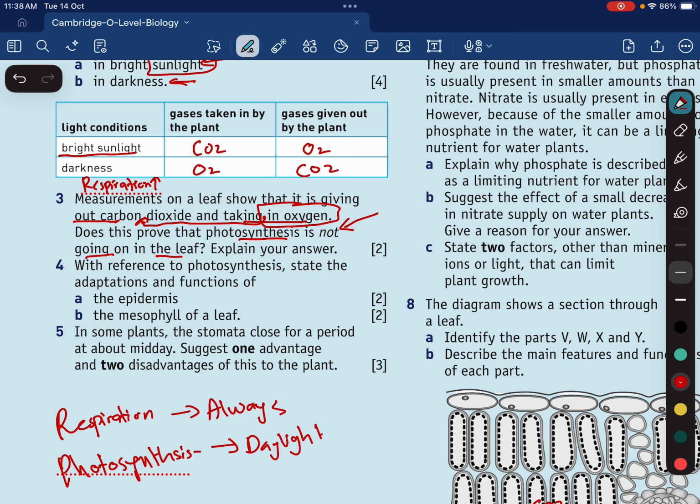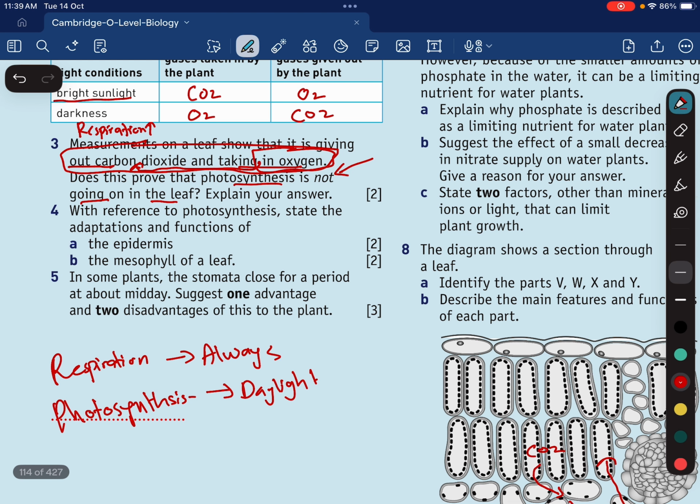Of course, all the time, this process where carbon dioxide is given out and oxygen is taken in is always taking place because of respiration. But we need to see the other thing, how much carbon dioxide is taken into the cell and how much oxygen is given out of the cell. That proves whether photosynthesis is taking place or not. Hope that is clear.